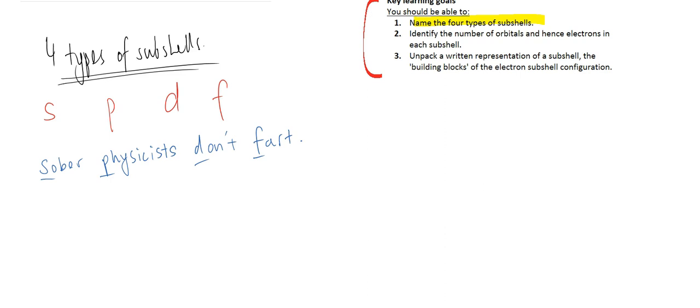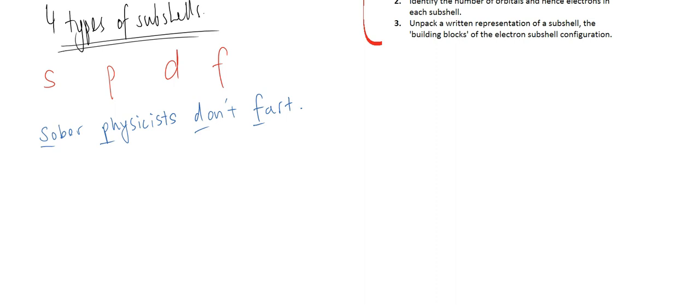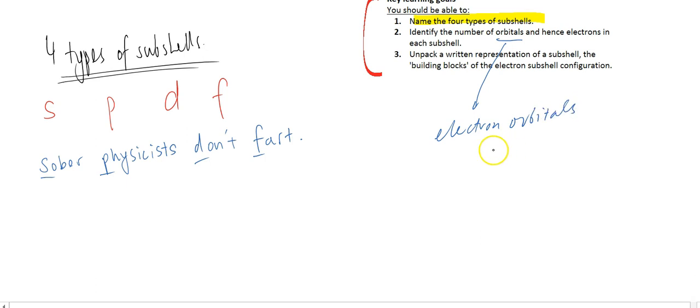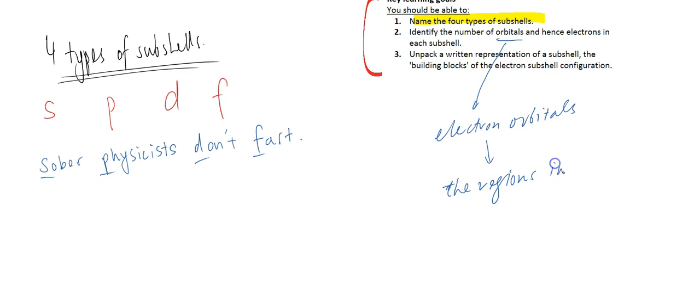Now we need to be able to identify the number of orbitals and hence electrons in each subshell. Okay, so maybe before we talk about how many orbitals are in each subshell, let's just look at what the word orbital even means. When we talk about electron orbitals, they are the regions in the atom that can hold up to 2 electrons.